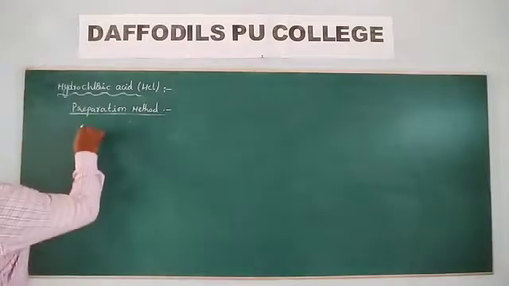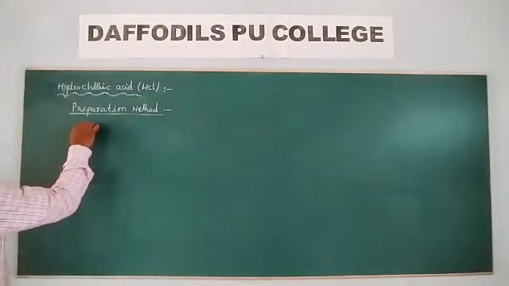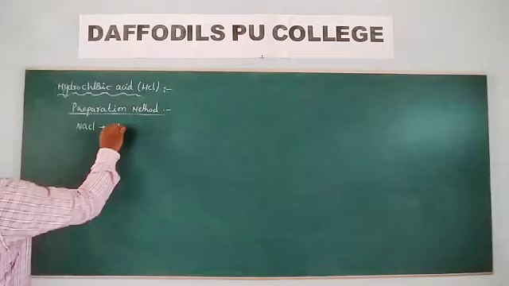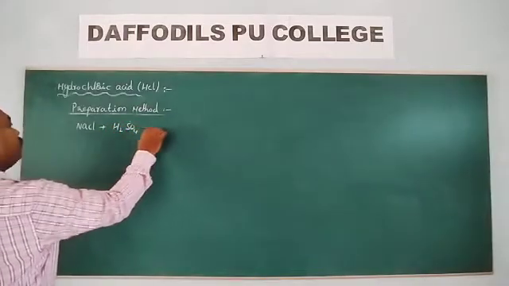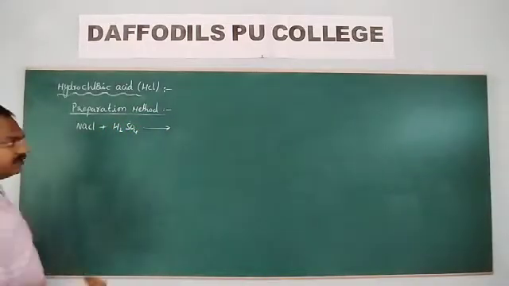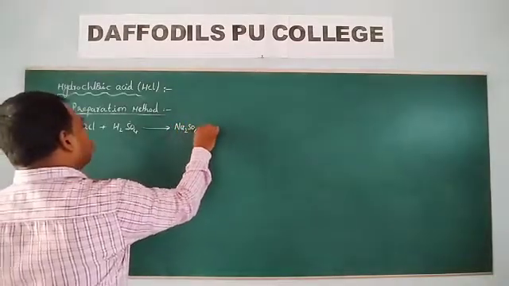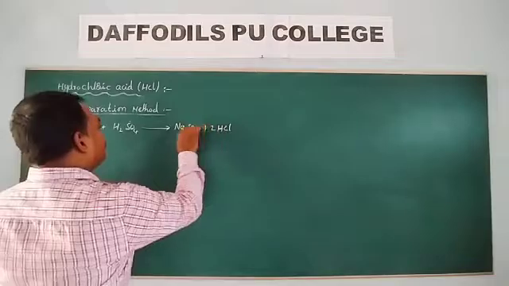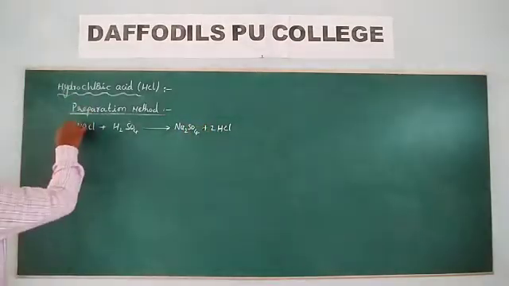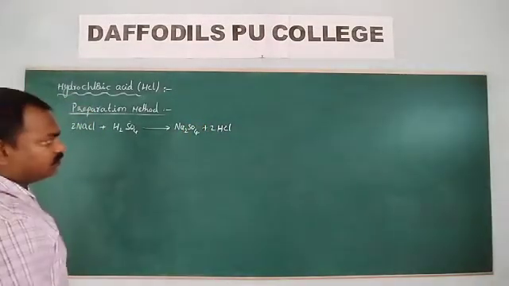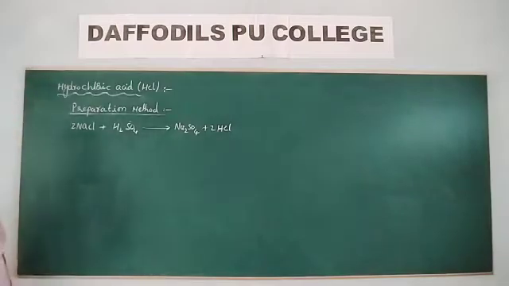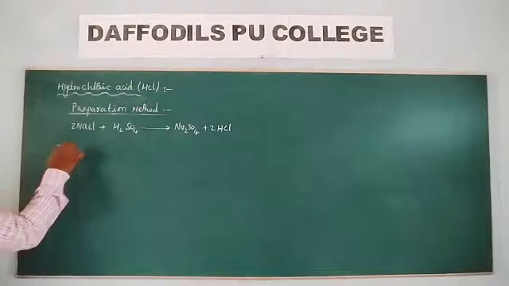One of the preparation methods is when sodium chloride is treated with sulfuric acid. You will get HCl along with sodium sulfate, Na2SO4. You will get the HCl gas. Now, some of the properties of HCl.